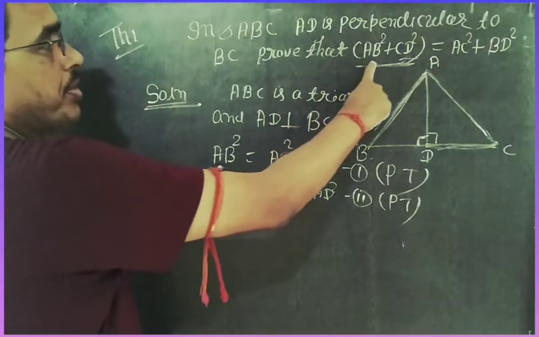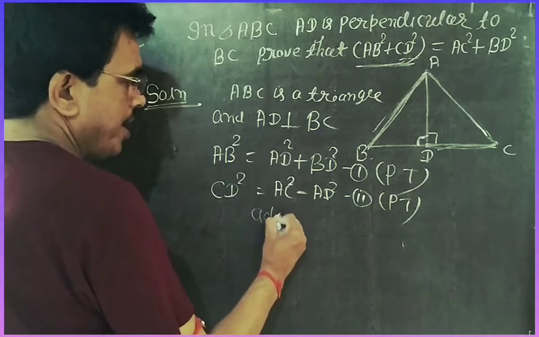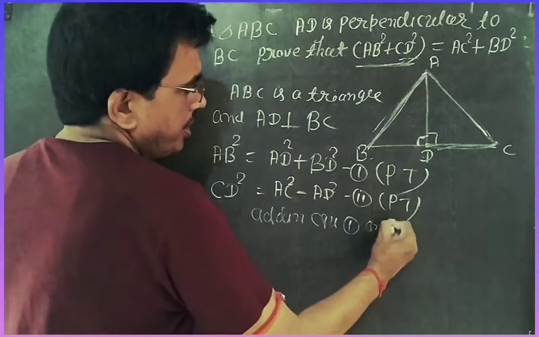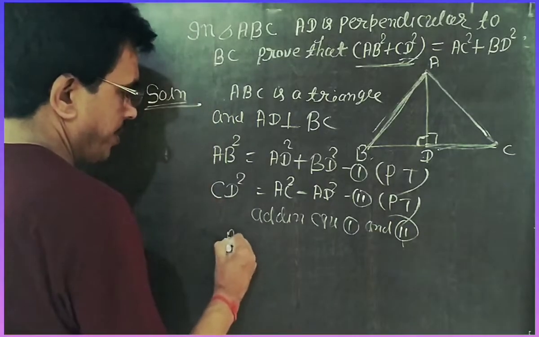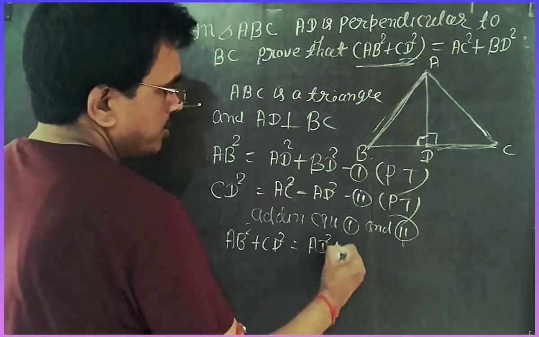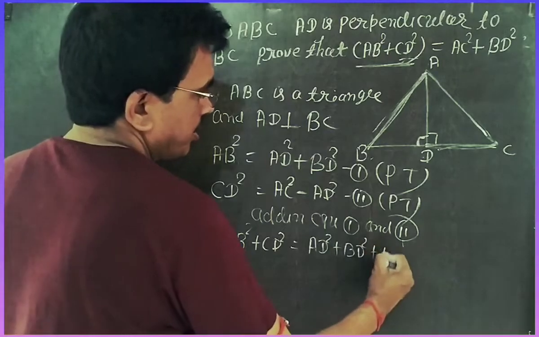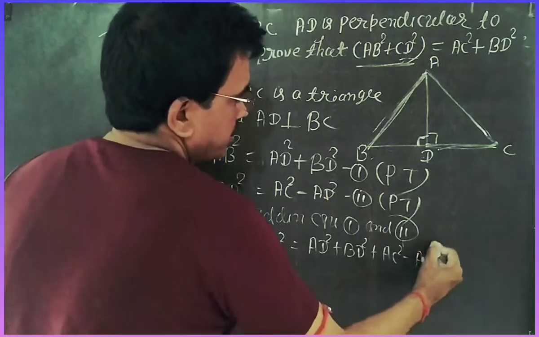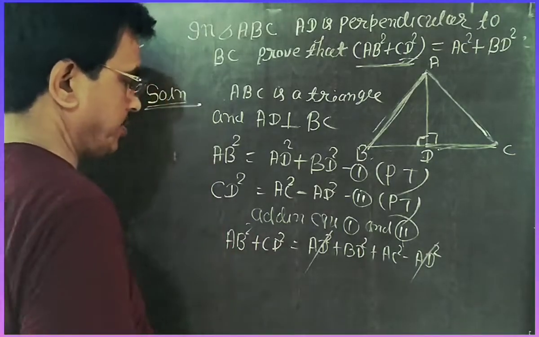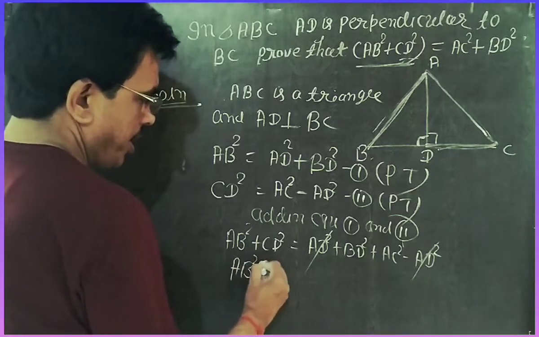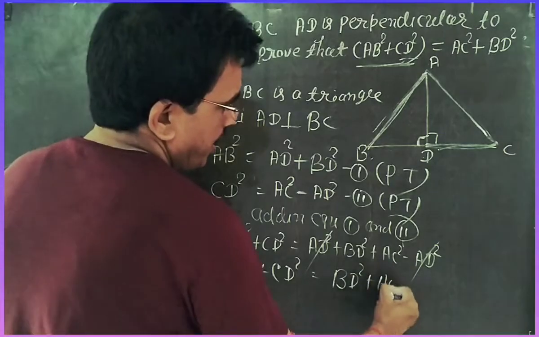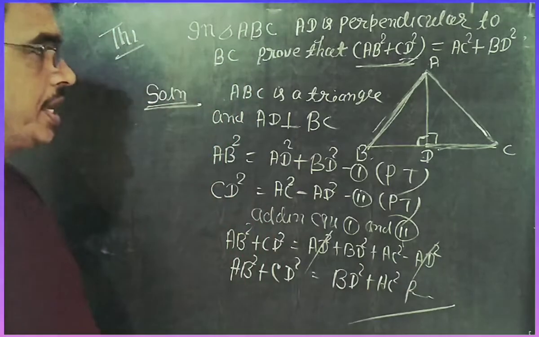And now your question is AB square plus CD square. So you write, adding equation first and second: AB square plus CD square is equal to AD square plus BD square plus AC square minus AD square. So minus AD square and plus AD square cancel. Then what do you get here? AB square plus CD square is equal to BD square plus AC square. That is the proof. It is your right hand side.